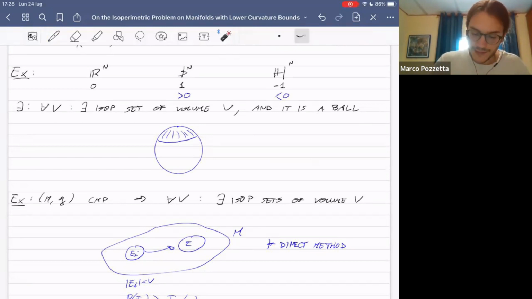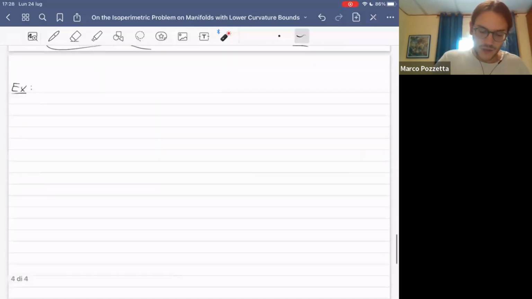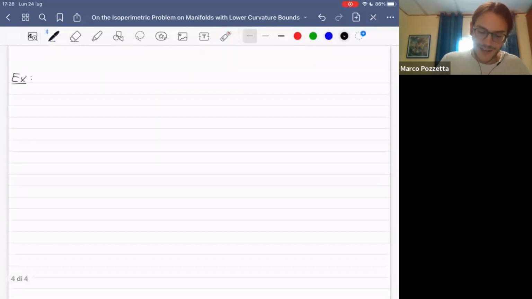But now I want to state that there are results telling you that in both cases, so either if you have positive sectional curvature or negative sectional curvature, but non-constant, of course, then it may happen that for some volumes there is a non-existence of isoperimetric sets. So in the case of negative curvature, this is already a classical result.